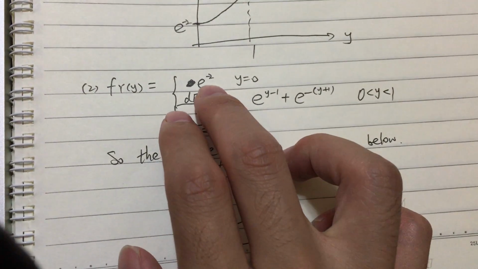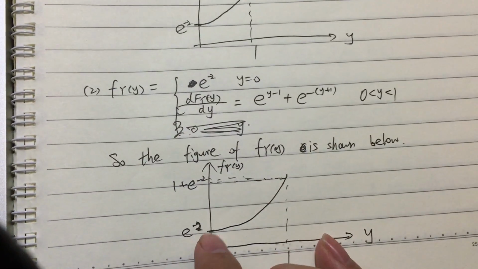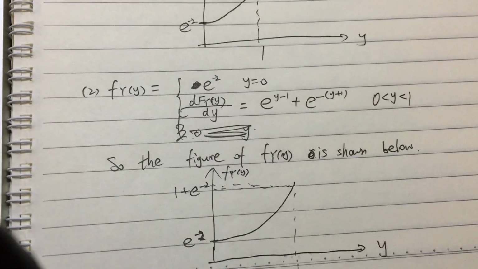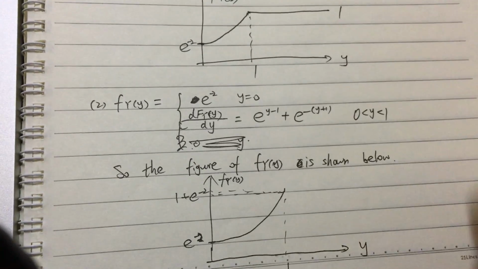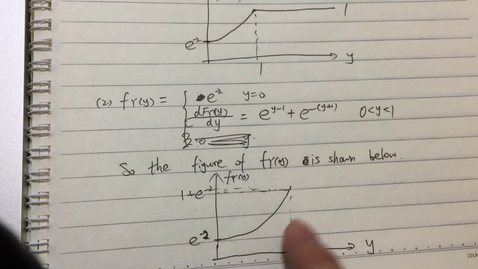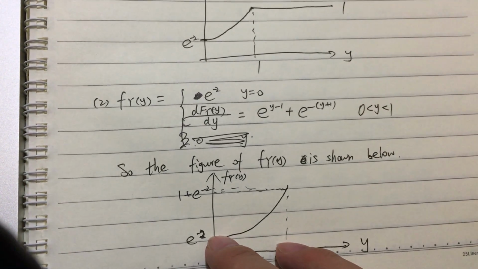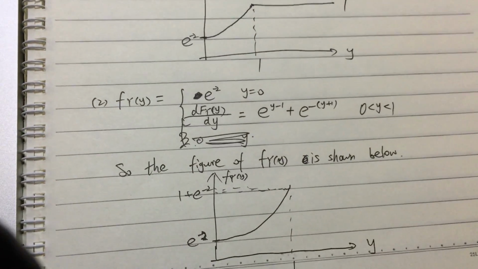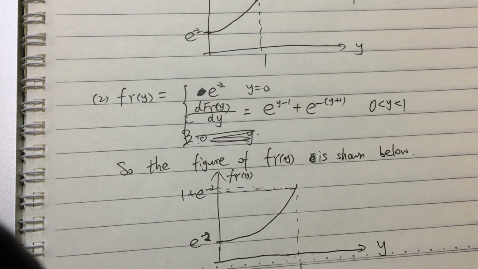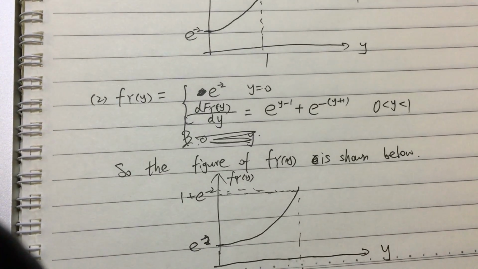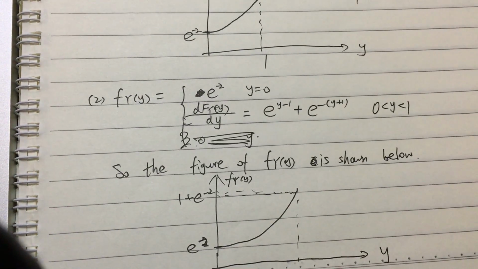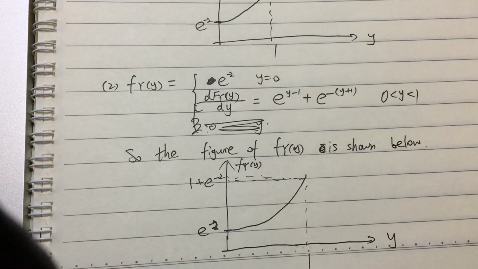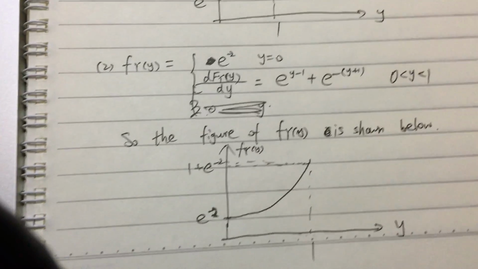It also has 2 parts. When y is equal to 0, it's e^(-2). For y between 0 and 1, it is a curve like this: e^(y-1) plus e^(-y-1). The figure is like this. That's all.